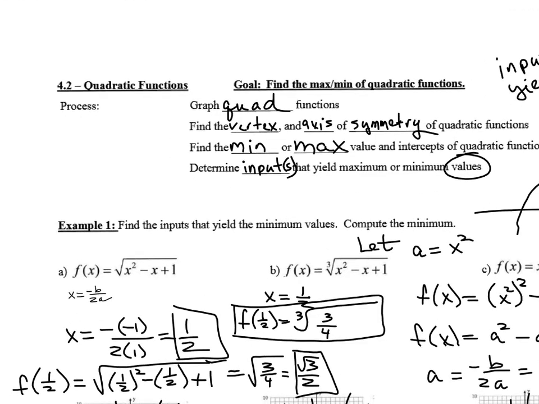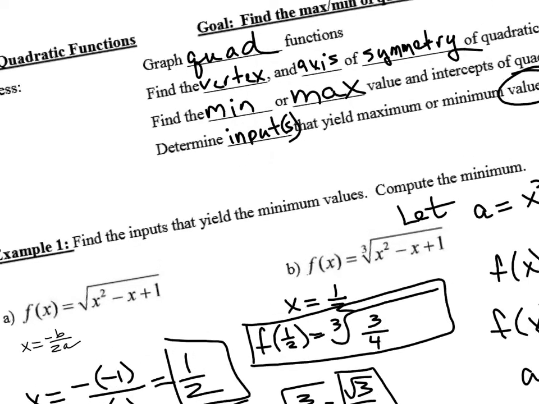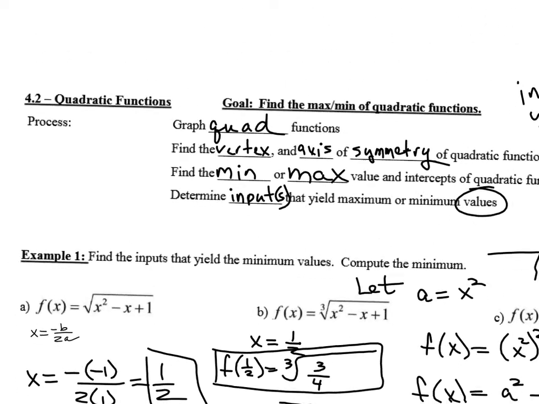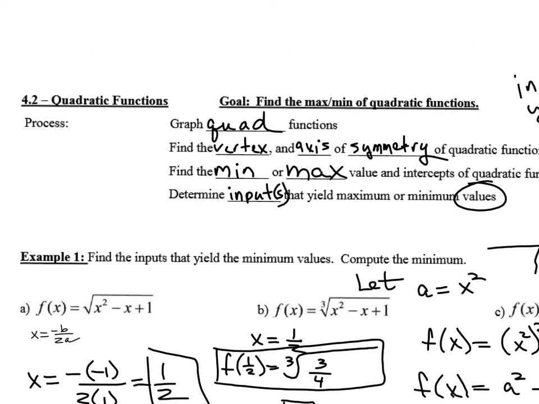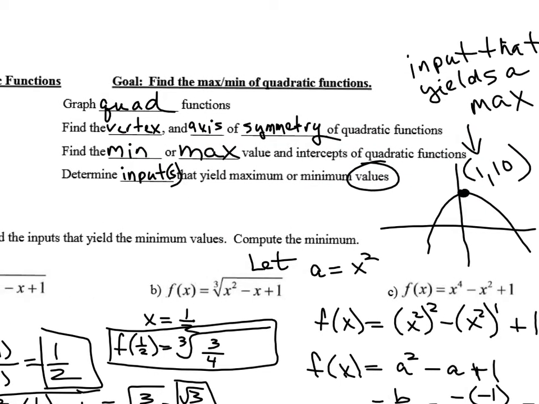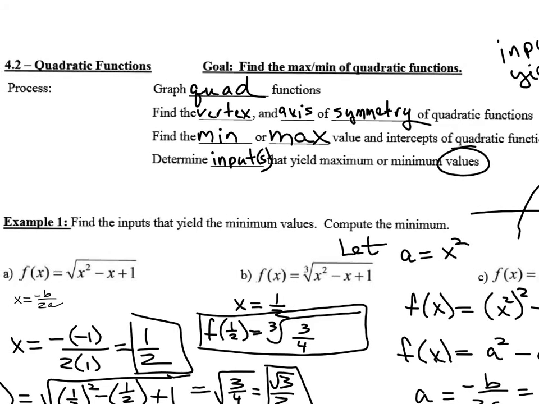So first off, 4.2 is essentially an extension on quadratic functions or quadratic equations. What we're looking at in this section is graphing quadratic functions. We want to be able to find the vertex, the axis of symmetry for quadratic functions, find the min and max values and intercepts of a quadratic function, and then determine inputs that yield the maximum or minimum value.